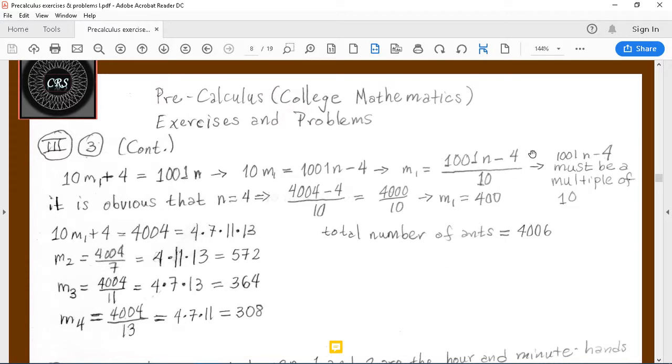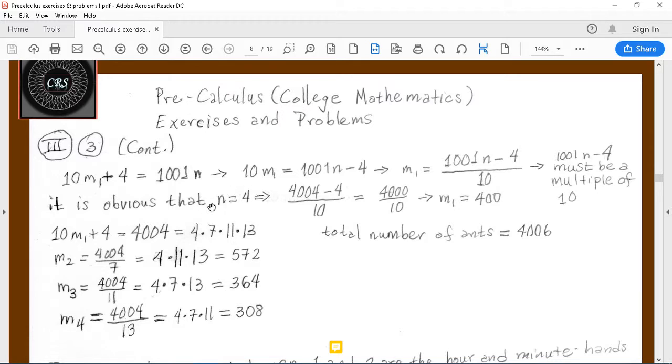Which means that 1001n minus 4 must be a multiple of 10. Okay, that means, of course, that n is not 0. It also means that n is not 1. It also means that n is not 2. And it also means that n is not 3, because if you multiply those numbers by 1001 and you subtract 4, you will not get a multiple of 10. So that means that n equals 4.